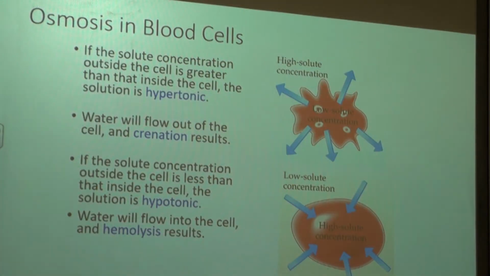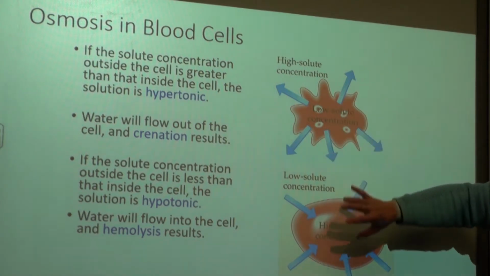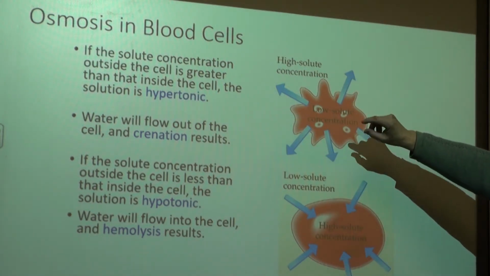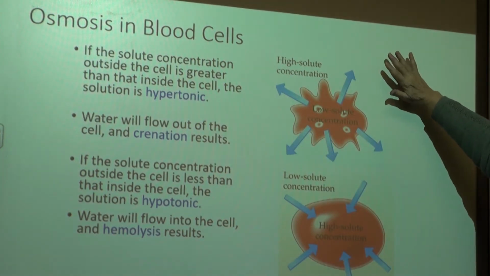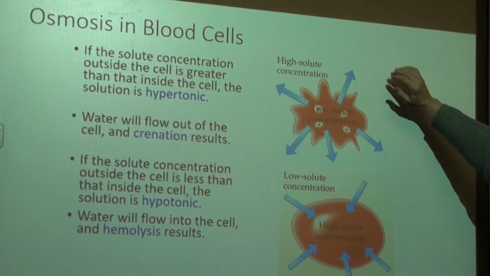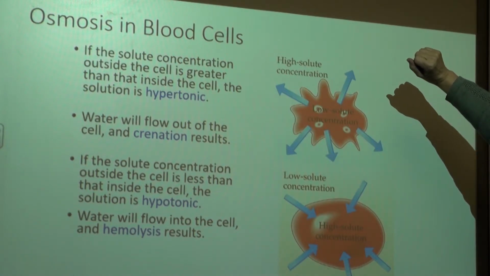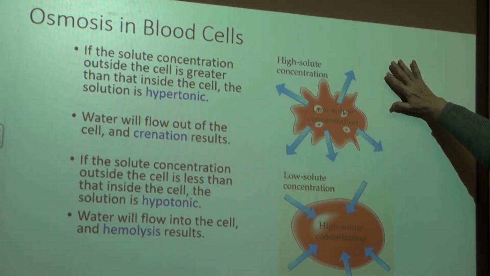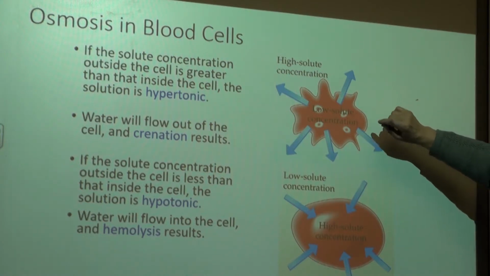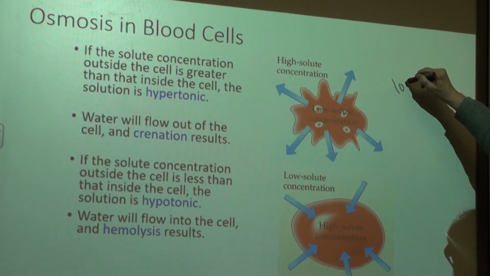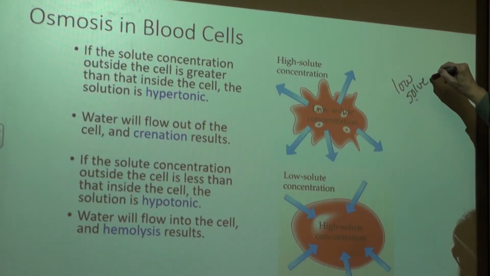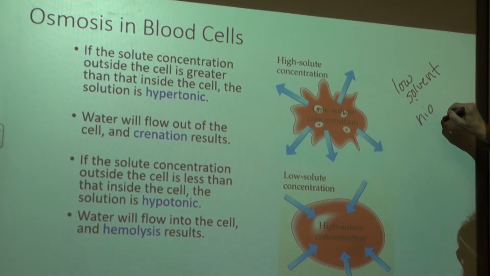Okay, so this is showing you essentially a picture of a blood cell. If the solute concentration outside the cell is too high, that means the solvent is low on the outside. So I have low solvent, high solute.